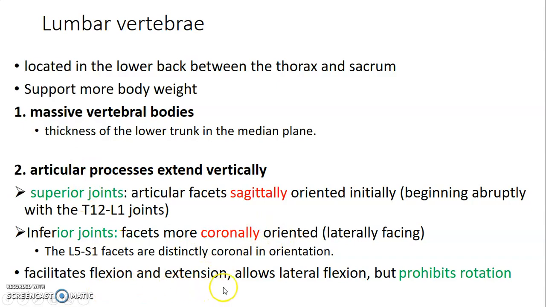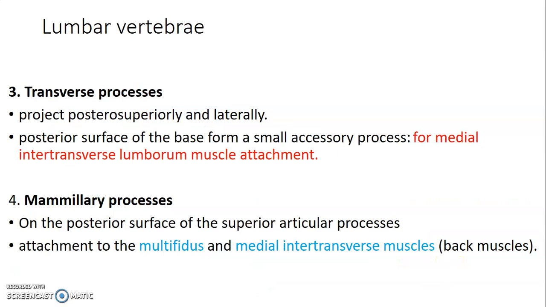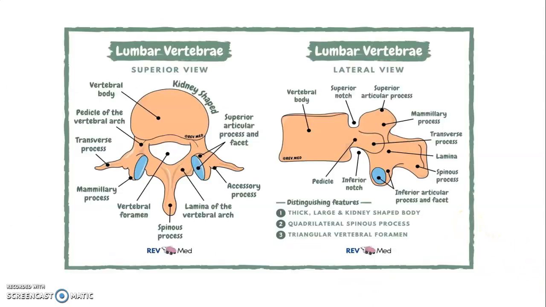Therefore, you have more flexion extension and you prohibit rotation. The transverse processes in the lumbar vertebra project posterior-superiorly and laterally, and they have a surface for attachment of the intertransversarii lumborum muscle. Lumbar vertebrae also have mammillary processes, and these are for the attachment of back muscles such as multifidus and medial intertransverse muscle. So lumbar vertebra has a kidney-shaped body.